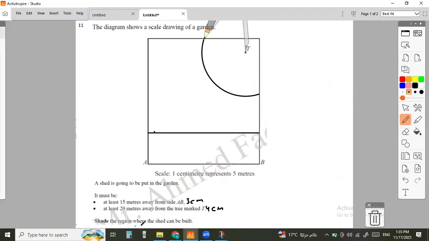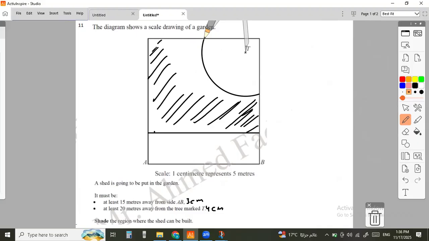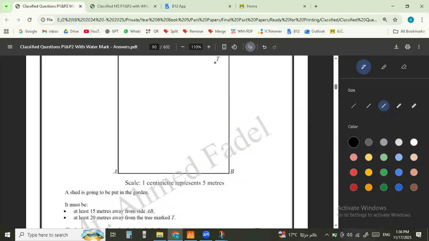Then shade the region where the shed can be built. It can be built 3 centimeters above this line. So I'm going to draw here. And 4 centimeters away from the tree. So shade it. It doesn't have to be perfectly shaded, but all they would be looking for is the arc and the line over here. All right, let's continue with the next question.